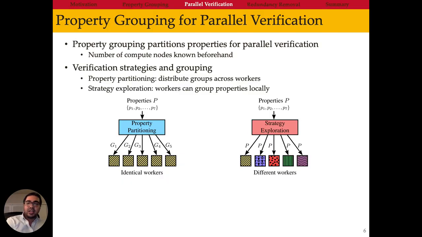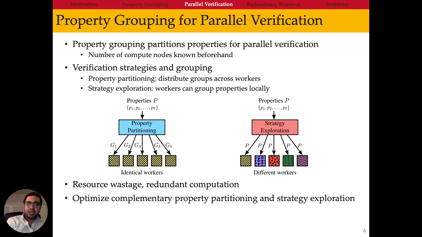Then there is strategy exploration, a parallel verification strategy in which the set of properties is distributed across workers running different algorithms. However, in the typical usage of these parallel strategies, there is significant resource wastage and redundant computation that can be avoided to maximize verification throughput. Instead of thinking about these strategies in silos, we optimize complementary property partitioning and strategy exploration. We identify problems with the typical usage of these strategies and propose optimizations to minimize resource wastage and redundant computation.